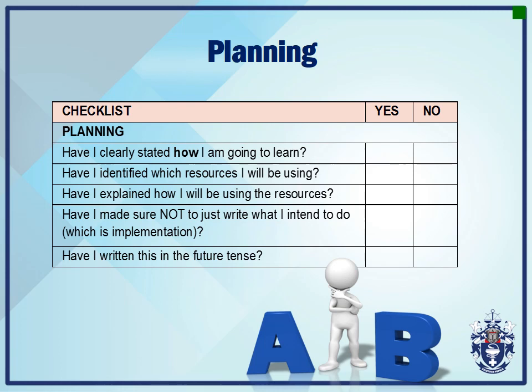Have I made sure not to just write what I intend to do, which usually goes into implementation? So be very careful of that. Often interns confuse implementation and planning and write the implementation section into planning. So your planning purely looks at how am I going to learn. So what is your plan behind being able to fulfill this particular competency? And have I written in the future tense? So tense is really important.